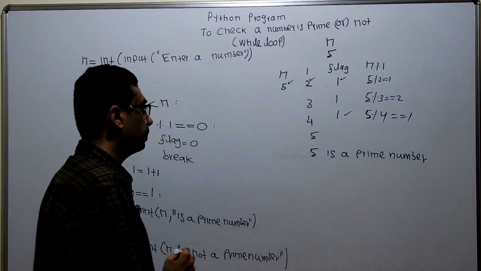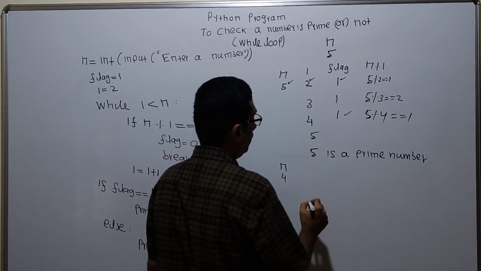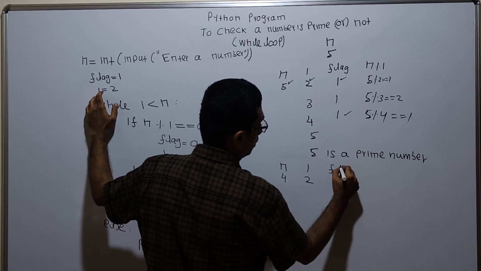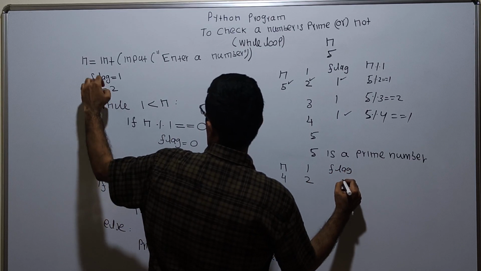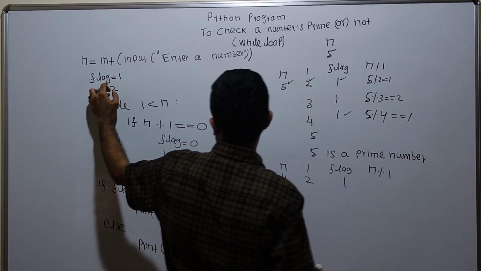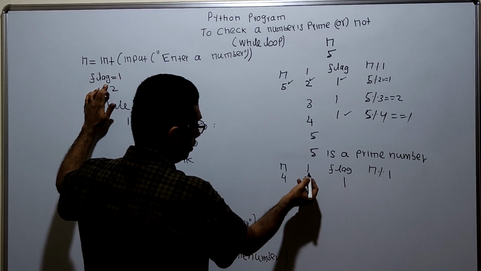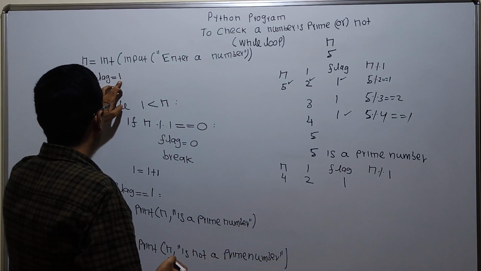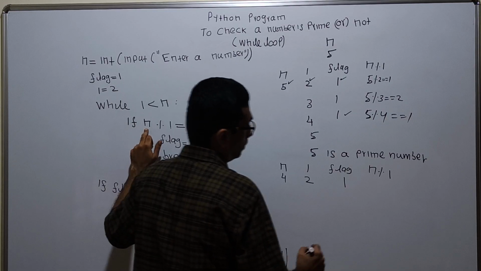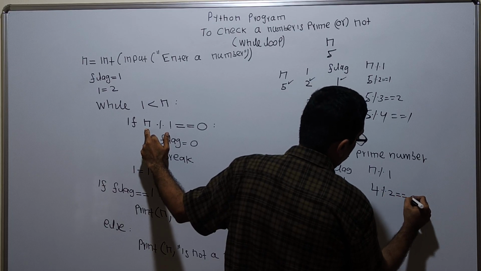For another sample, I am taking the value 4. n equal to 4. Here I am writing the initial value of I equal to 2. Flag initial value is 1 and here I have n modulo I. So n equal to 4, I equal to 2, flag equal to 1. The value 2 less than 4, the condition is true. You come here and check n modulo I. n is 4, I equal to 2, the remainder is 0.